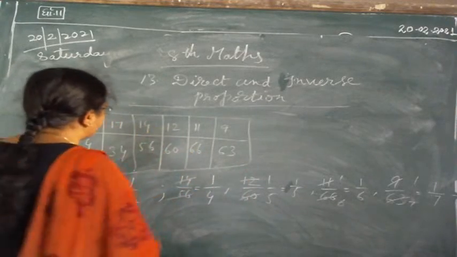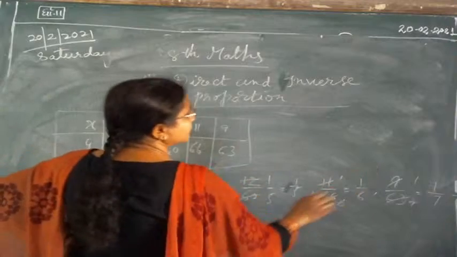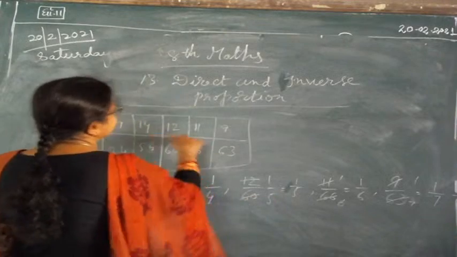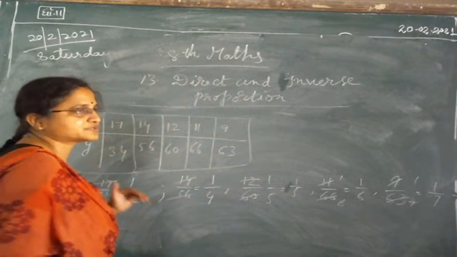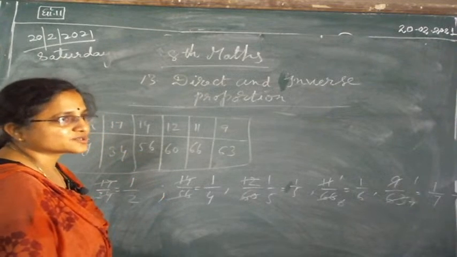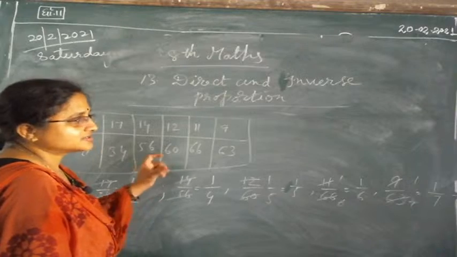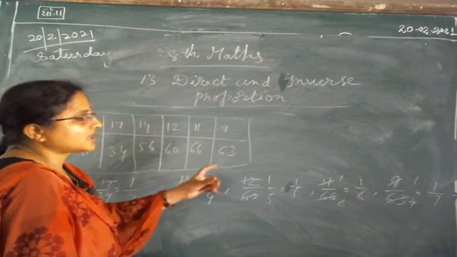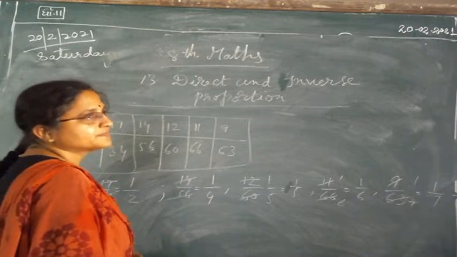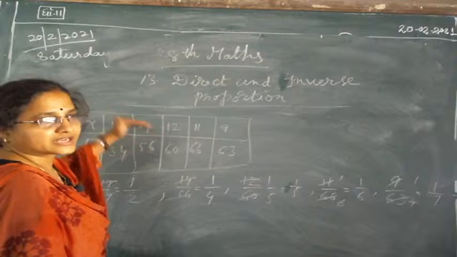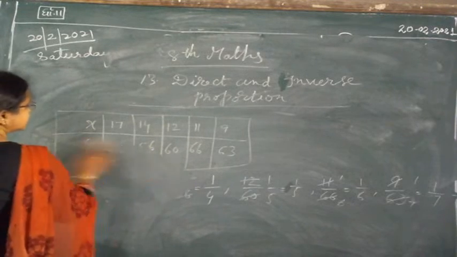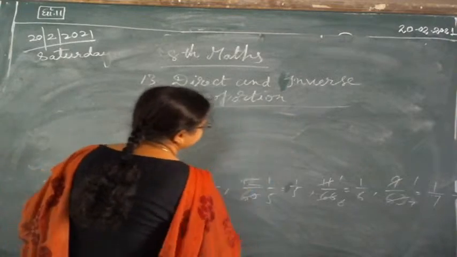So in the second sum, what happened? Here the value of x was the same, but the value of y was different. So we can say these numbers are not in direct proportion. Direct proportion means if the value of x increases, automatically the value of y should also increase by that much. When we reduce them to their lowest form, all the answers should be the same in direct proportion. If all the answers are not the same, then we can say these numbers are not in direct proportion. Understand? So this is an example for direct proportion.